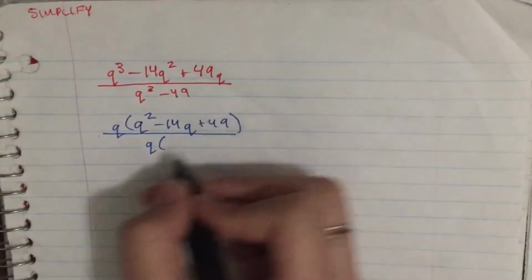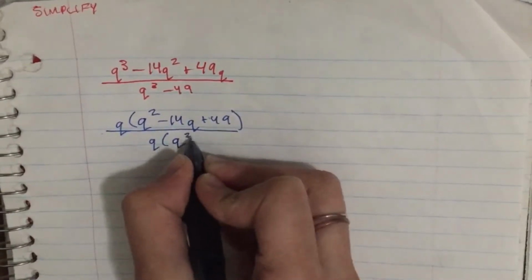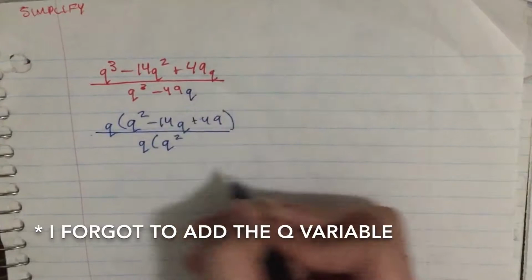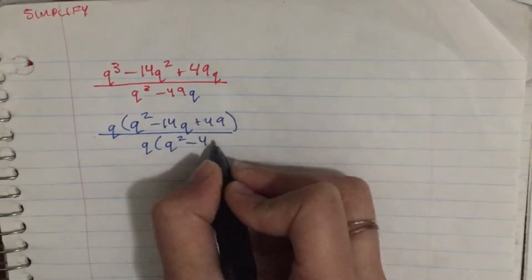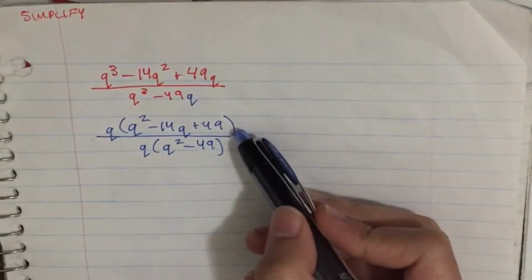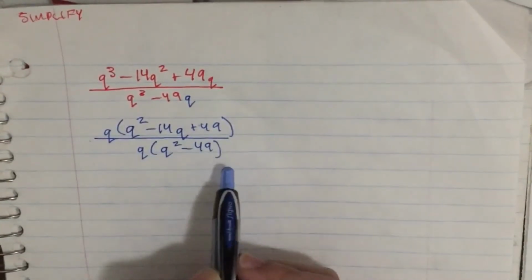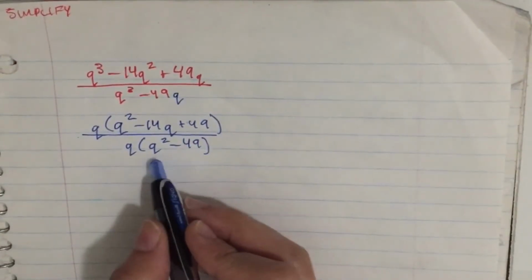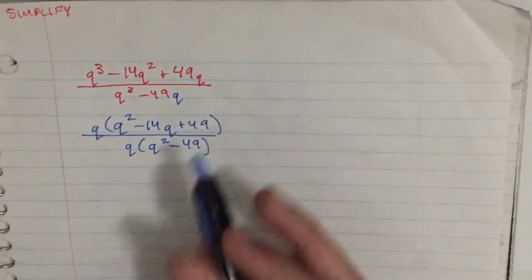So now we're also going to factor out a q from the denominator, so you get q squared minus 49, q. So as you can see, the top is a perfect square trinomial because the first term and the third term are both perfect squares. The bottom is a difference of perfect squares, as you can see, because both numbers have been squared.